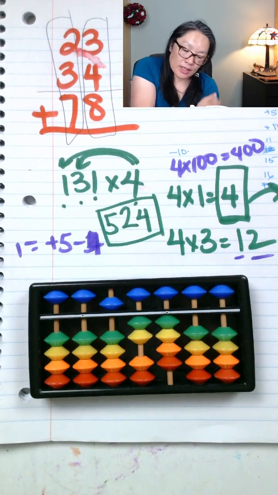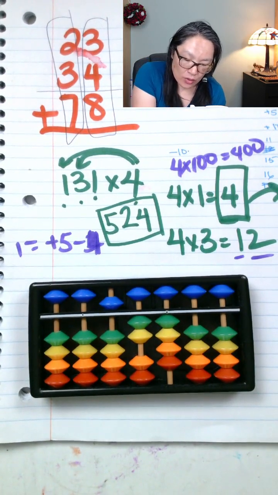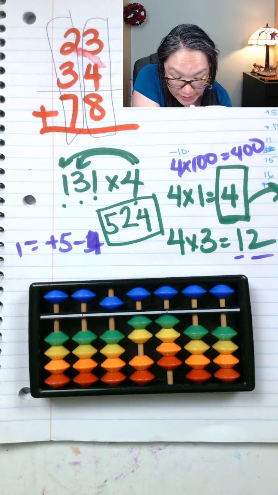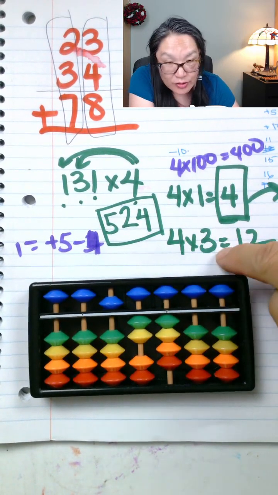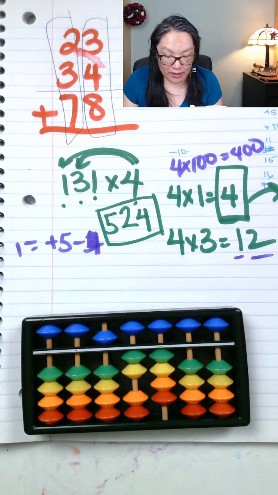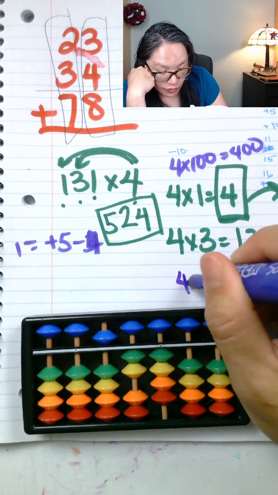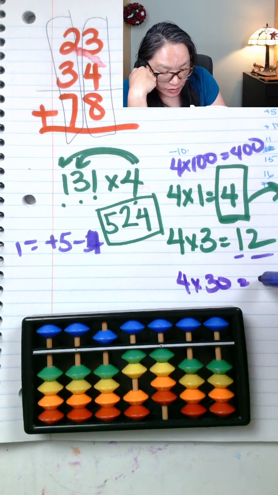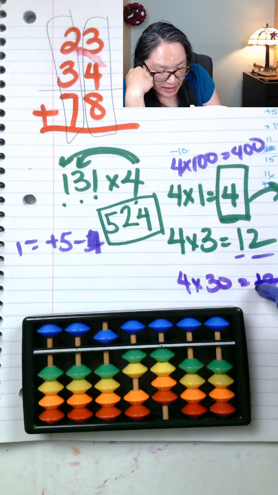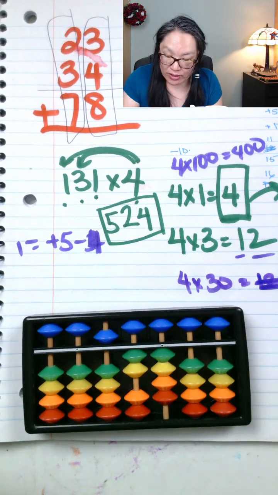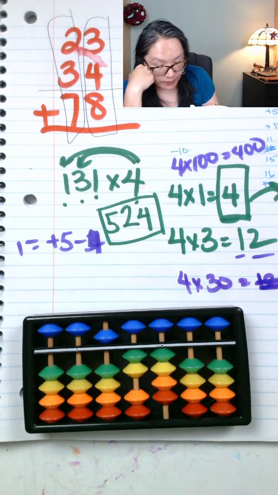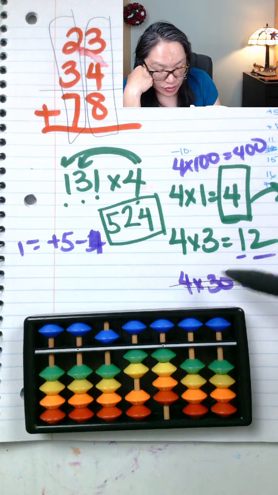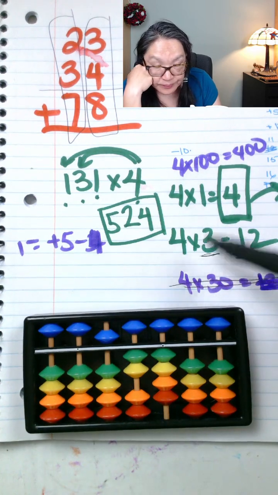It gets interesting in how the abacus was able to break it up into smaller chunks. But I do like it because now instead of saying 4 times 30, which would equal 120, we don't need to keep track of that. Why? Because the abacus does it for me. The abacus does it for me, so I don't need to do 30. I just need to do 3.